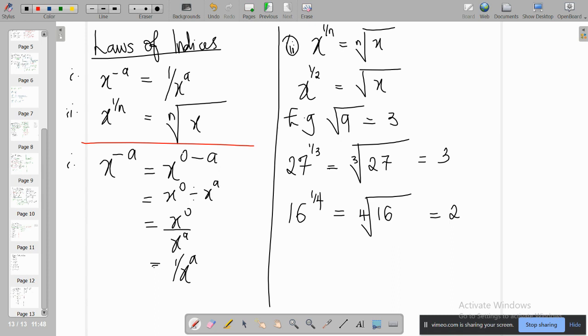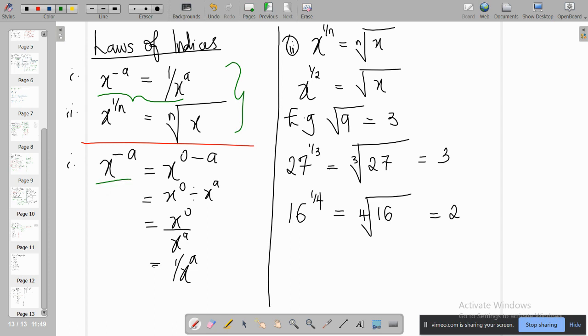I'm happy that we are coming to the end of the laws of indices. Today we are going to look at these two basic laws. The first one is x raised to the power minus a equals 1 over x raised to the power a. What does this mean? This is where we have a negative power. But the question we want to look at is, how does this lead to this one?